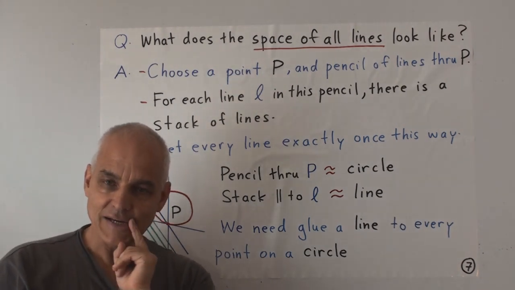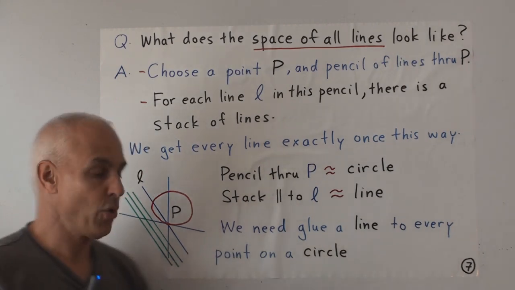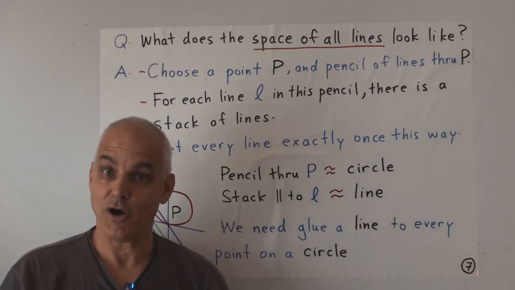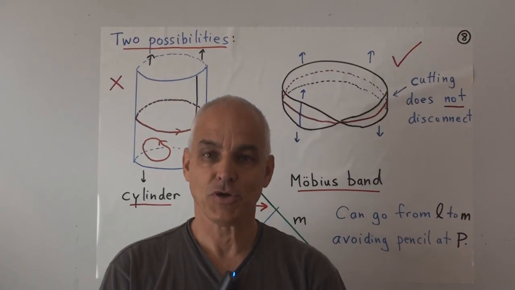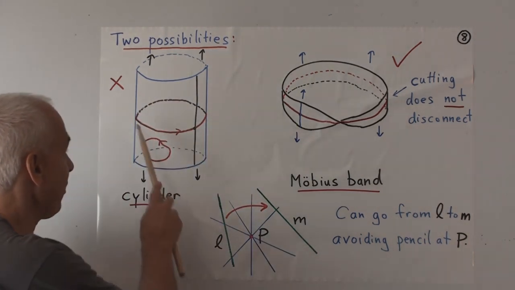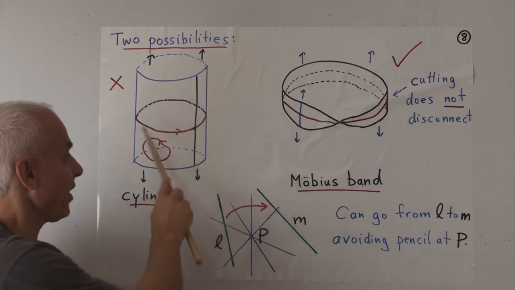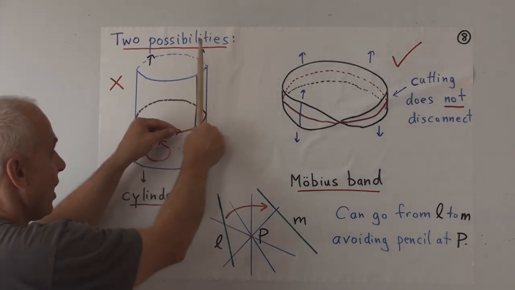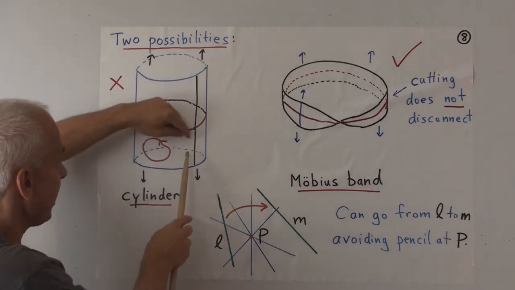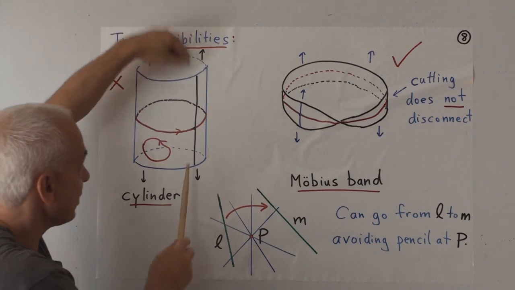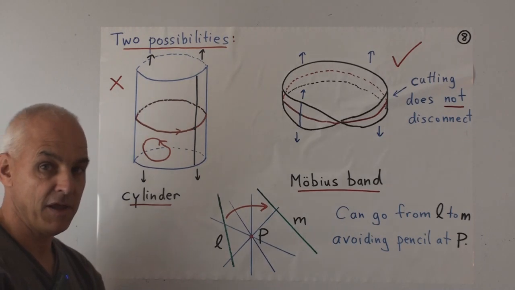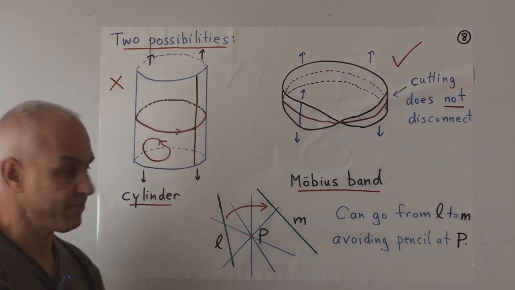What makes this interesting is that there's more than one way of gluing a line to every point on a circle. In fact, there are two ways of doing that. So here are the two ways of gluing a line to every point on a circle. The simple, sort of naive way is to take your circle, say as the equator there, and simply glue a line on every point, giving us a cylinder. Now this line here is actually an infinite line, so it extends in all directions, so this is actually an infinite cylinder. So that's one possibility for the space of all lines in the plane.